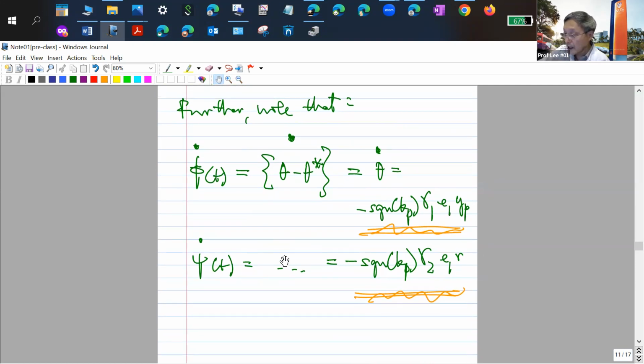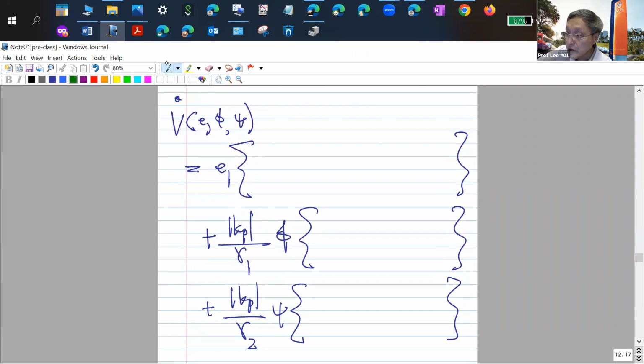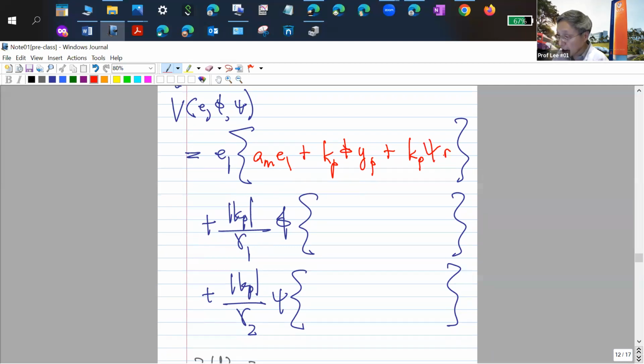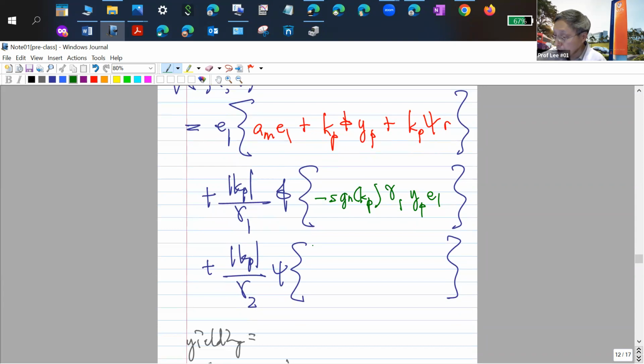Similarly, C dot is the parameter error K minus K star, which turns out to be minus signum Kp gamma 2 E1 times R. Let's substitute all of that into the above expression. You will now see this is Am E1 plus Kp P Yp plus Kp C times R, and then this other one is minus signum Kp gamma 1 Yp E1 and minus signum Kp gamma 2 R times E1.